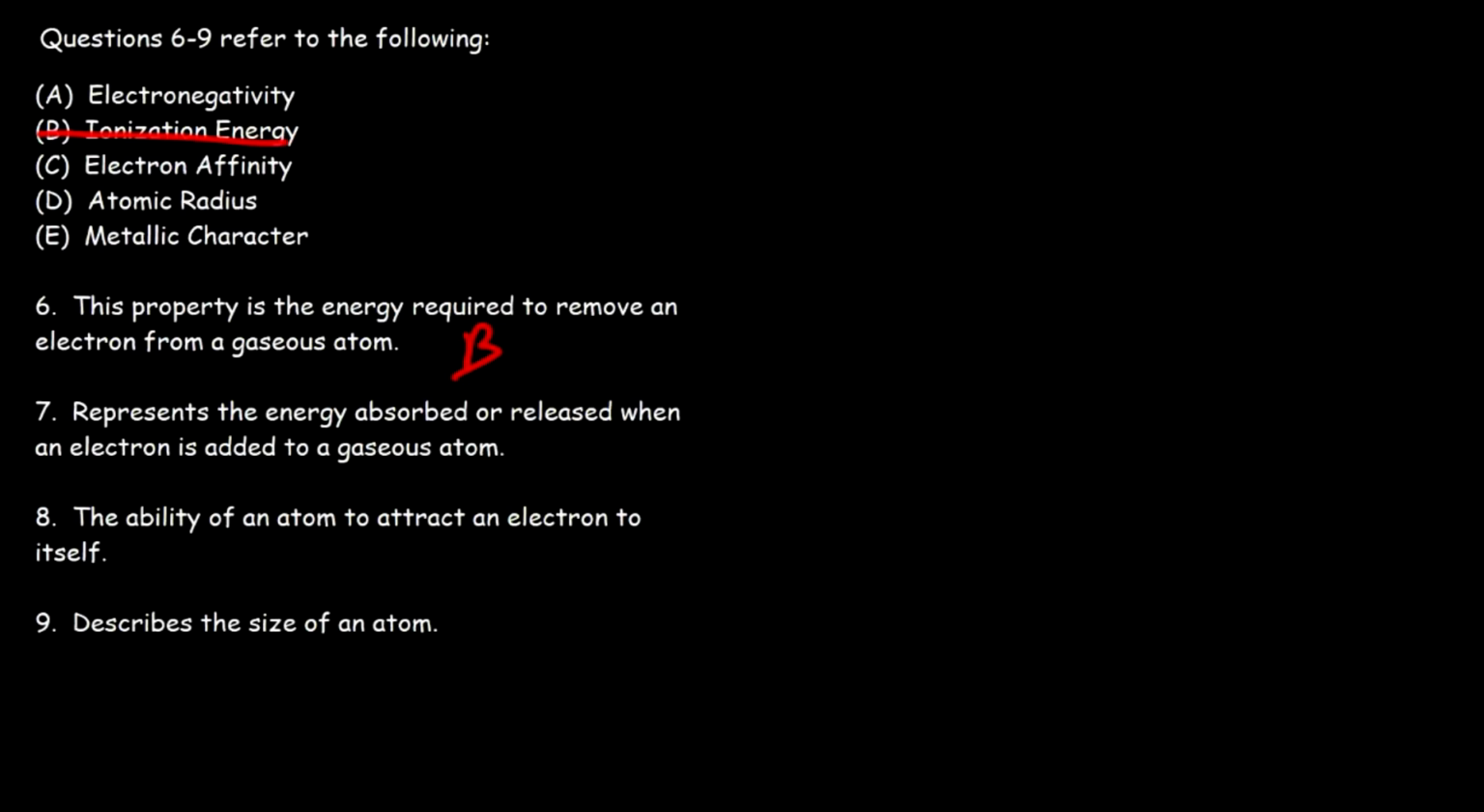Now, number 7, this represents the energy absorbed or released when an electron is added to a gaseous atom, as opposed to removed from a gaseous atom. So if you're adding electrons, this is associated with electron affinity. Now what about number 8? The ability of an atom to attract an electron to itself. So this describes electronegativity.